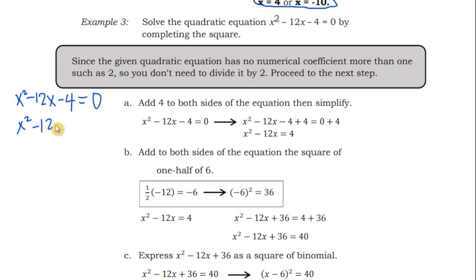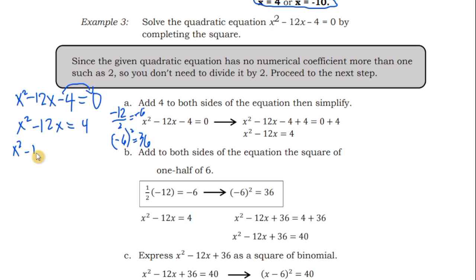x squared minus 12x is equal to 4, because we transpose the negative 4 to the right side of the equation, so it became positive 4. So what is left here is x squared minus 12x. Then the next thing that we should do is look for the perfect square trinomial value that we have to add to both sides of the equation. Meaning we have to work it out. So negative 12 divided by 2, and that is negative 6. Then the square of negative 6, and that is 36.